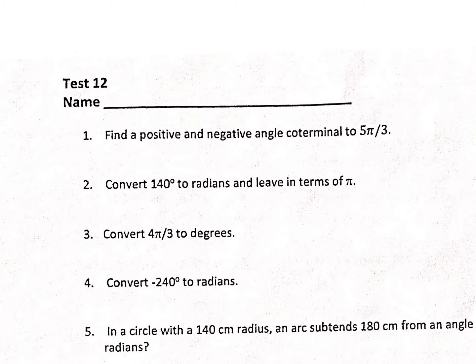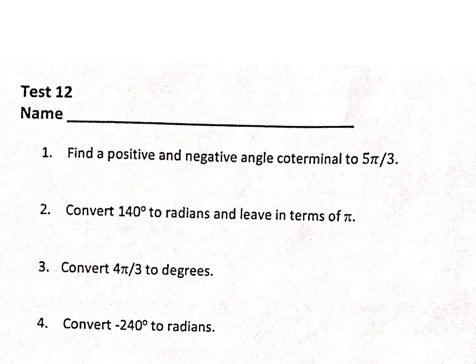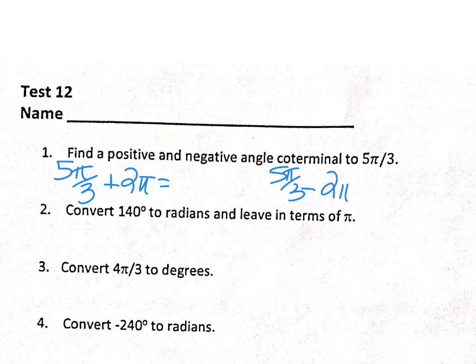The first one says find a positive and negative angle coterminal to 5 pi over 3. Remember, when you say coterminal, you need to think either you're adding 360 or subtracting 360, or in this case, because of radians, we're adding 2 pi and subtracting 2 pi. Okay, so that's how we're going to roll here. Don't forget how we do that.